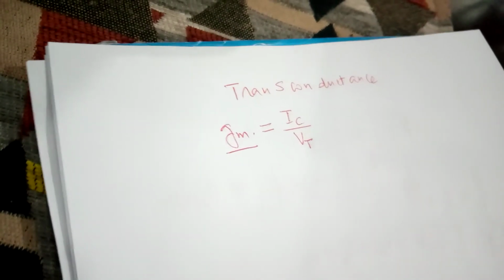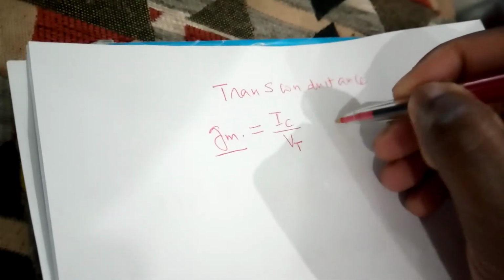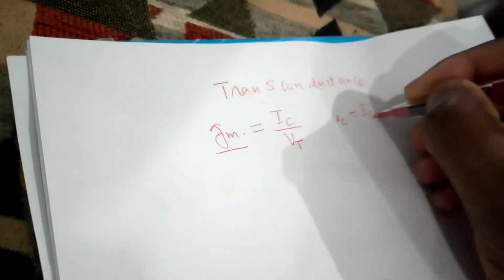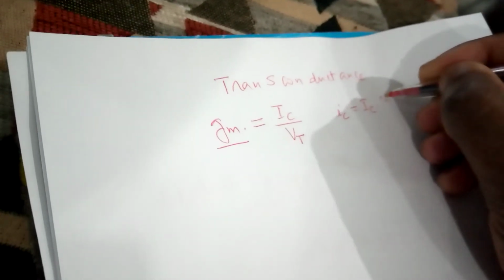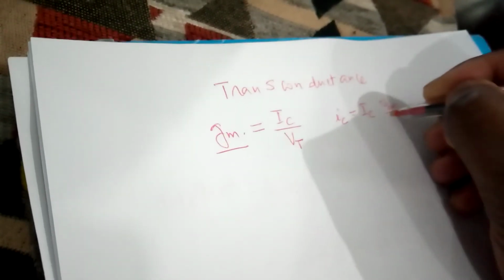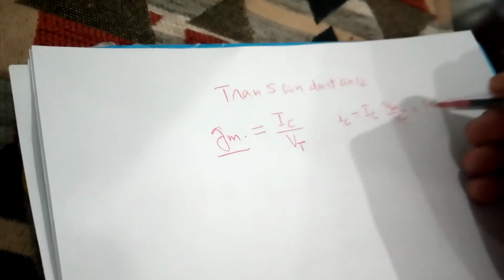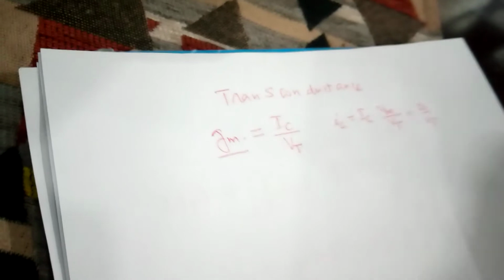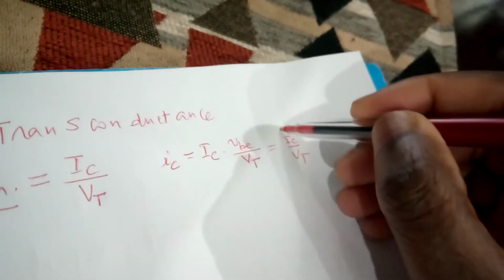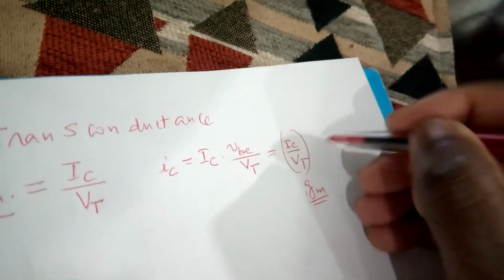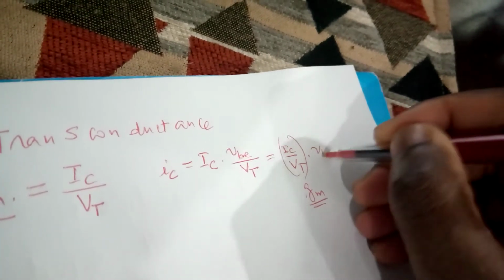You recall that we had got the AC collector current to be equal to the DC collector current multiplied by V BE over VT. So by isolating IC over VT, which are both DC values, they form a constant that we call GM basically, or transconductance. So we still have VBE there.